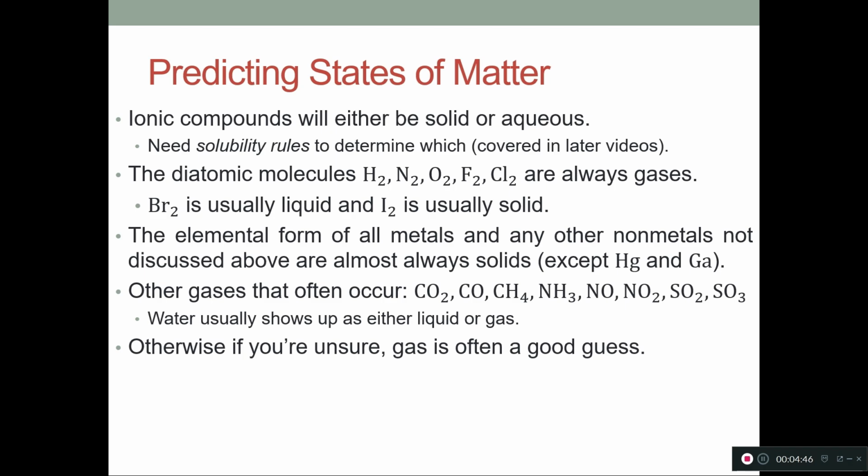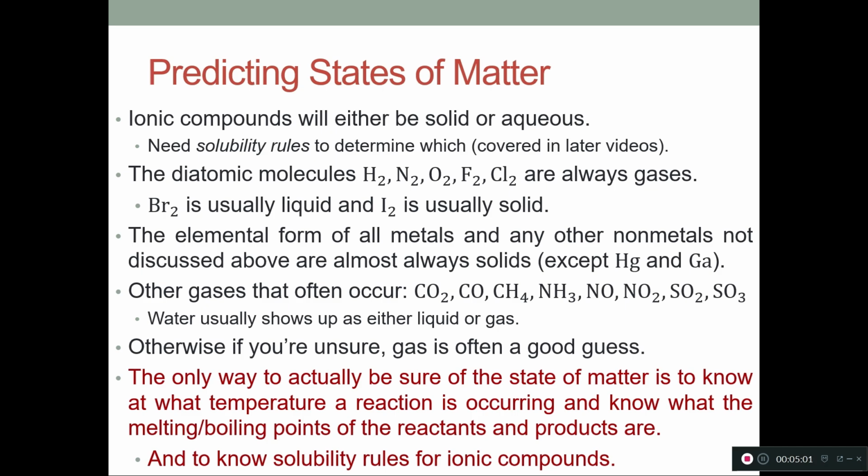So a lot of chemical reactions that you run across in textbooks are done in the gas phase. Unless any of these other things apply, you can oftentimes just assume a gas, and that would probably be a good guess. But really the only way to actually be sure of the state of matter is to know at what temperature a reaction is occurring and know what the melting and boiling points of the reactants and products are. Or if we're looking at ionic compounds, to know the solubility rules for ionic compounds.